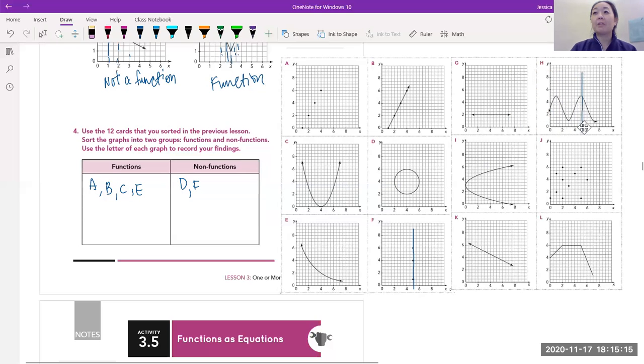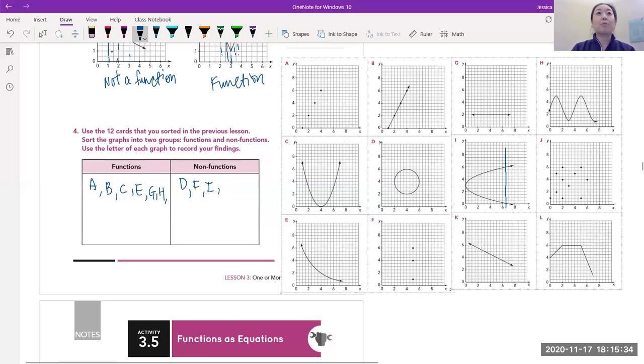At any given point. Remember, you can't tilt it, right? Because it's the vertical line test, right? So, yep, G and H are both functions, but when we get to I, it is definitely not a function. So G and H are functions, and then I is not a function.